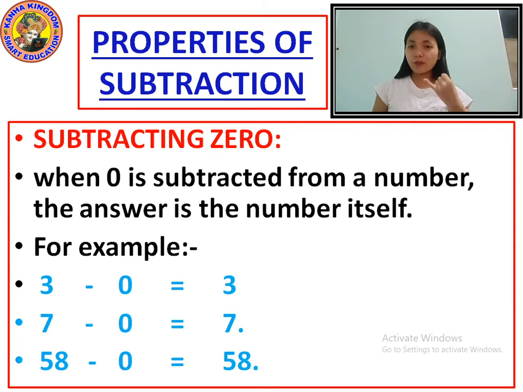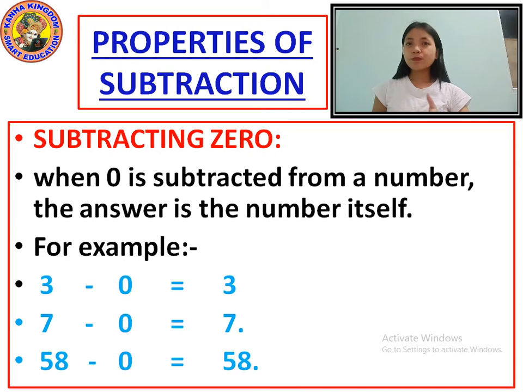The first property of subtraction is subtracting 0. What will happen while subtracting 0 from a number? We will get the number itself, right, students? When 0 is subtracted from a number, the answer is the number itself.